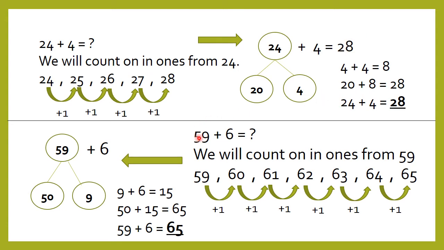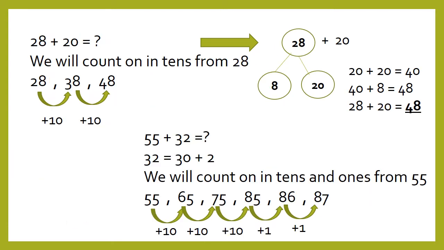Here you can see I have 59 plus 6. So I'll break 59 into 50 and 9. Now first of all, 9 plus 6 is 15, and 15 plus 50 is 65. So my answer is 65. So you can break the bigger number and still add those.